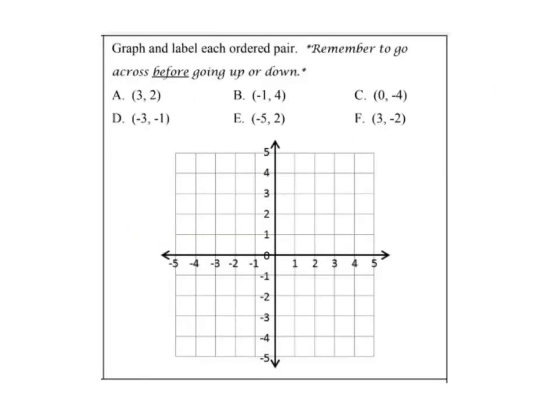So here we have a practice on your own. I want you to go ahead and practice on your own and then come back to the video to check if your answers are correct. So always remember to go across before going up and down. Label your points, because when you don't label them, I don't know which one's which. So like for (3, 2), you would label it as point A. For (-1, 4) point B, and so on. So go ahead and stop the video and then come back to it so you could check your answers.